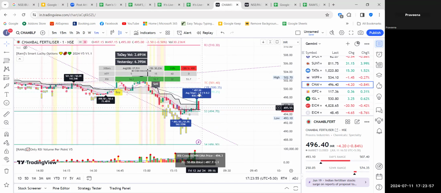See here, a higher pivot is created in the 1 minute time frame. So what will happen if you see this trend line? Whenever the price comes and touches here, it reverses from here. So probably the price will come here, touch this lower layer of the cloud, 493.80, and move up. This is going to happen in the 1 minute time frame.